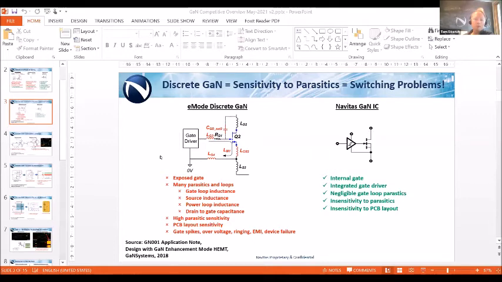So when you switch now here, a square wave at the gate drive output, you can imagine what's going to happen out in your circuit. You're going to get all sorts of ringing. You're going to get some gate spikes. And this will then lead to, usually what we've seen is, some false switching and also some false turn on, some false turn off, and also EMI problems.